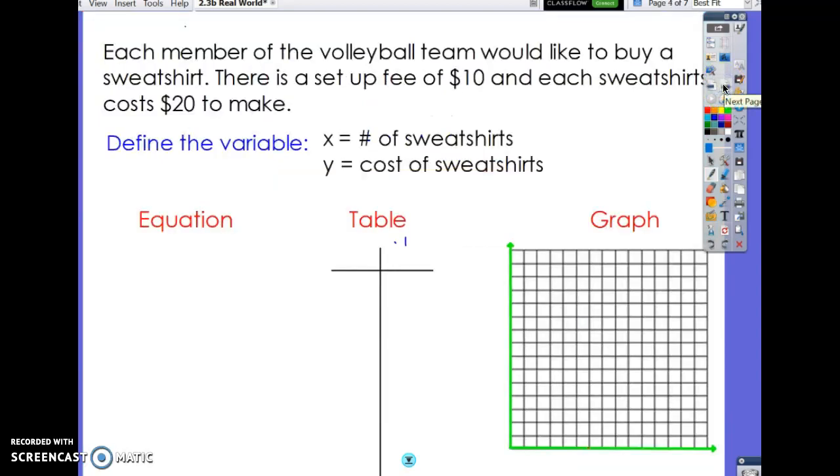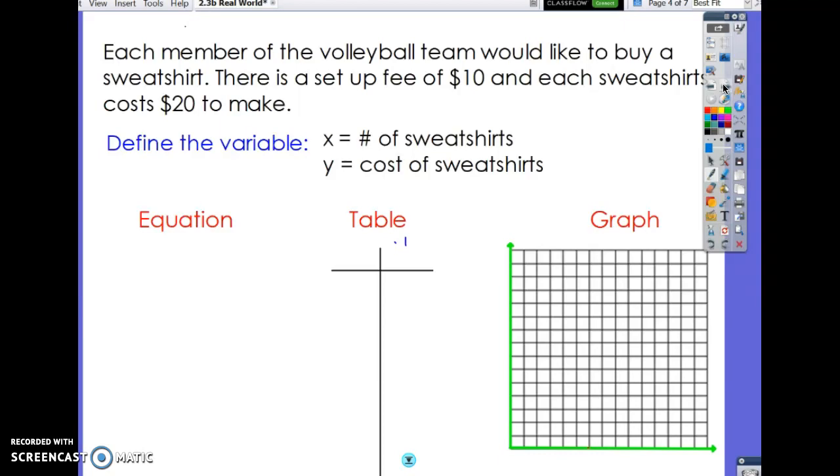So this first one: each member of the volleyball team would like to buy a sweatshirt. Well, there's a setup fee of $10 and each sweatshirt costs $20 to make. So you should always start off word problems by defining your variables. We don't know how many sweatshirts people are going to buy. That's what we don't know. So I'm going to let x equal the number of sweatshirts we're going to buy. Well, if that's our input, then our output, our y, is going to be how much those sweatshirts cost.